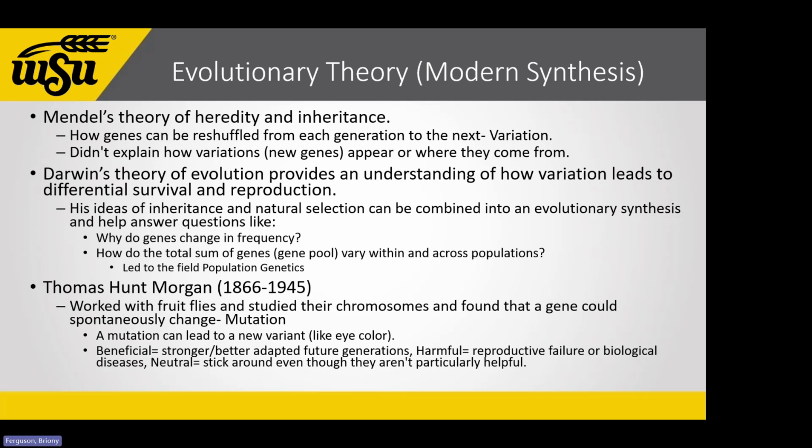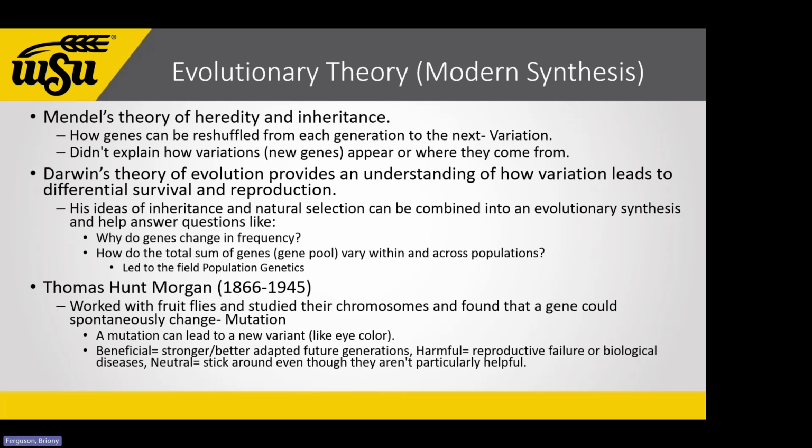We didn't really talk about him, but we are going to take a little bit from Thomas Hunt Morgan. He actually worked with fruit flies, mostly because fruit flies reproduce very quickly, so it's very easy to study population genetics through them. But he studied their chromosomes and found that a gene could spontaneously change. This is really important. This is another mechanism of evolution, and it's actually one of the most important ones, which we call today mutation.